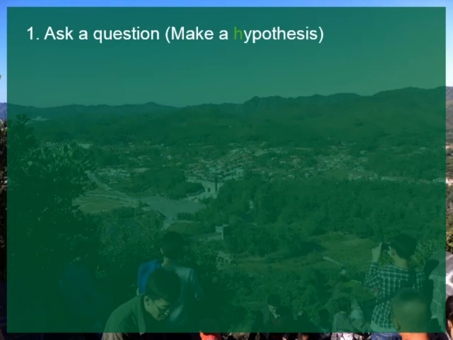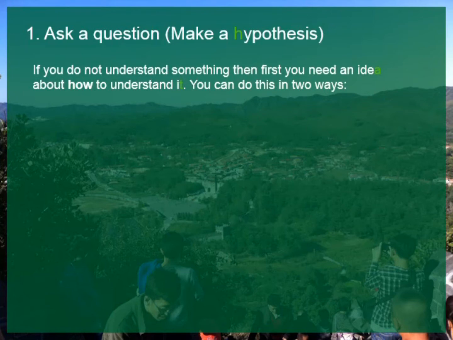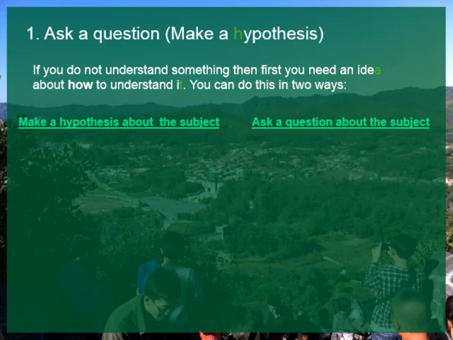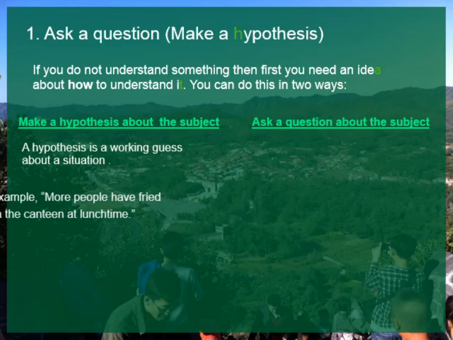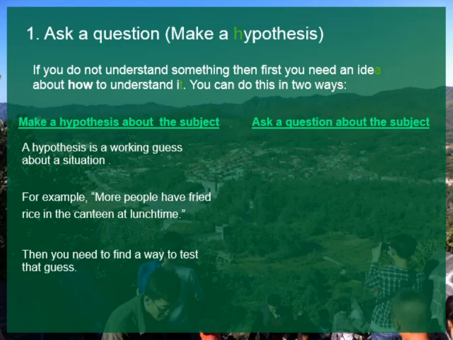And stage 1 is ask a question or make a hypothesis. So if you don't understand something, then the first thing you need to do is to find a way that you might understand it. And you can either ask a question, which you then try and answer, or make a hypothesis. What is a hypothesis? It's a working guess about a situation.